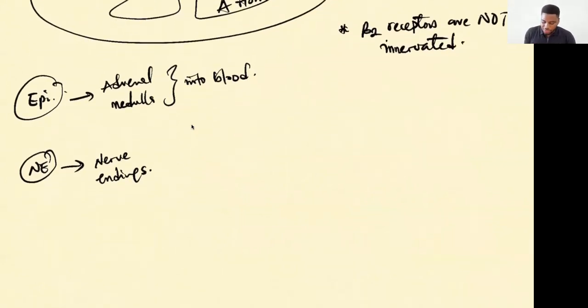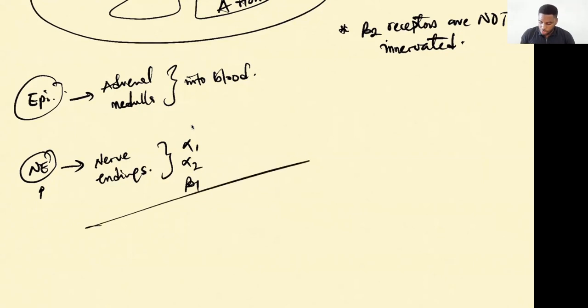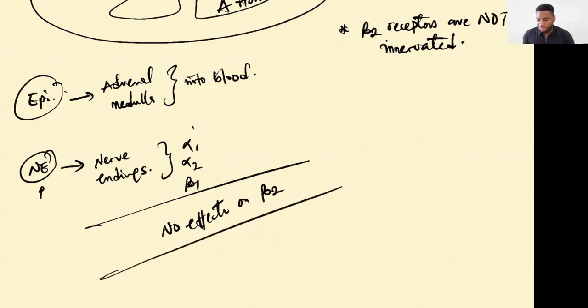Now, I told you that norepinephrine is produced from nerve endings. Norepinephrine is going to affect alpha-1 receptors because alpha-1 receptors are innervated. It's going to affect alpha-2 receptors because alpha-2 receptors are innervated. And it's going to affect beta-1 receptors because beta-1 receptors are innervated. But no effect on beta-2 receptors because beta-2 receptors are not innervated.